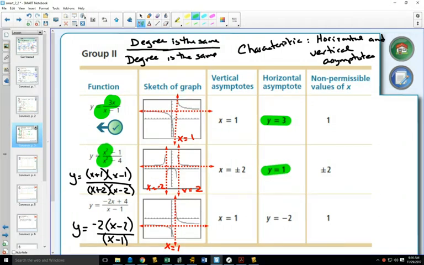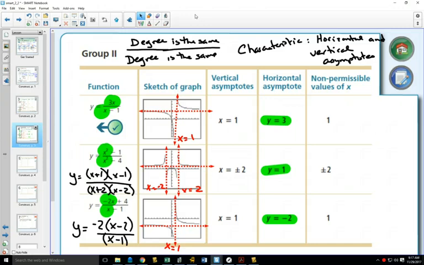And the last one, the highest degree on the top is an x. You've got a minus 2x on the top and an x on the bottom. If you ignored everything else, what would minus 2x over x simplify to? Minus 2.